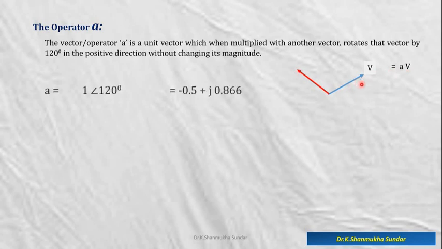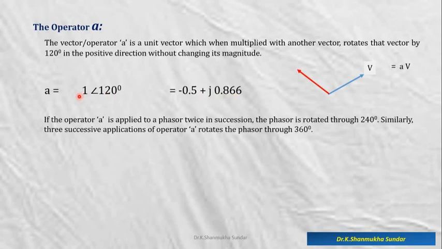Now A is a unit vector and the phase displacement is 120 degrees, that is 1 at an angle of 120 degrees, in turn represented by e power j 120. That is nothing but the value minus 0.5 plus j 0.866. Now if the same operator is multiplied twice with a vector, it makes that vector rotate through an angle of 240 degrees. Similarly, if it is multiplied 3 times, it rotates that phasor through an angle of 360 degrees.